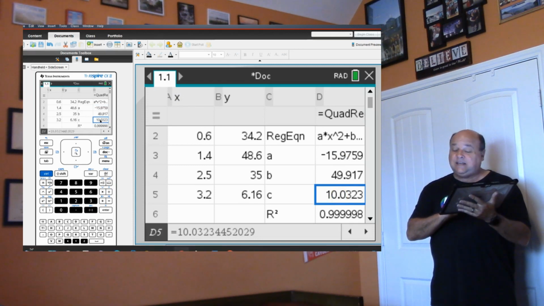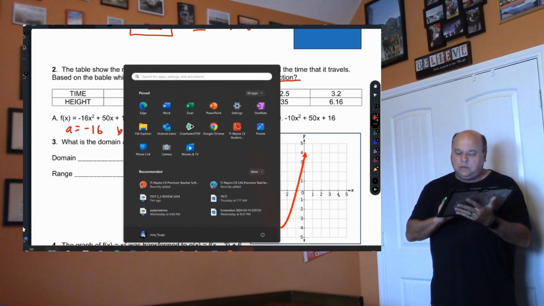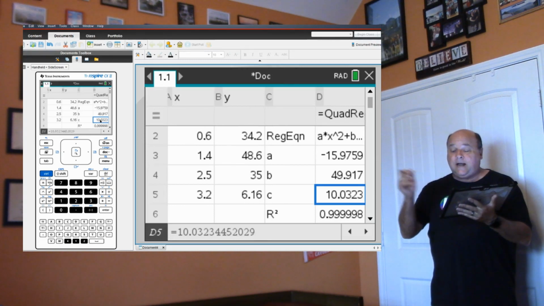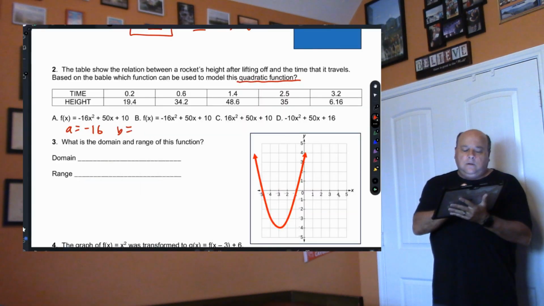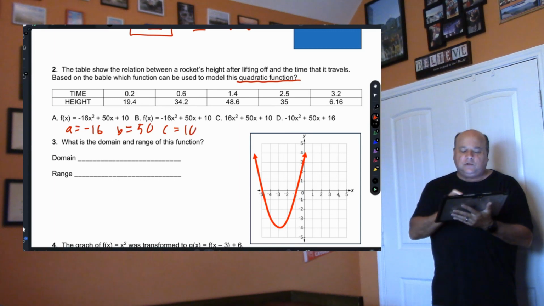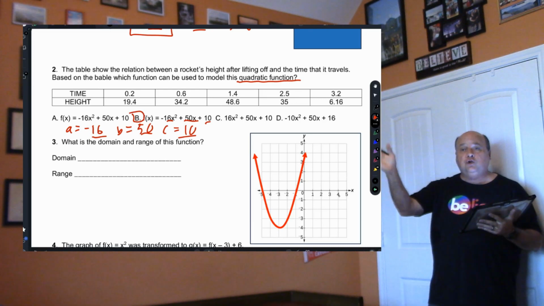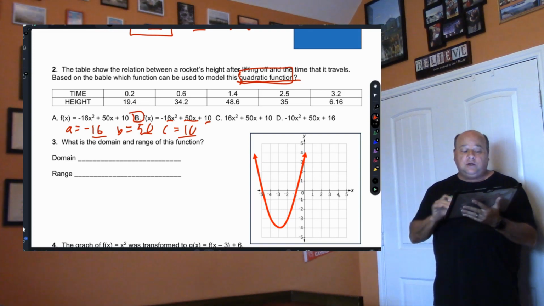So I'm going to go to my paper, negative 16, 50, and 10. They're big decimals because it can't get it exact, okay? So let's put A equals negative 16, B was equal to, let me go back to the calculator, B was equal to 49.9, which is going to round to 50, and C was 10. So negative 16, 50, and 10 is right here. Letter B is going to be the equation that gives you those numbers, okay? Pretty simple stuff. Just make sure you do menu 416 if it's a quadratic function. If it's a linear, you're going to still run menu 413.